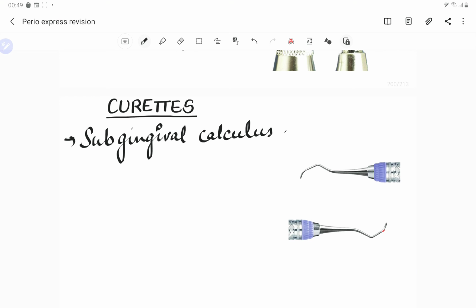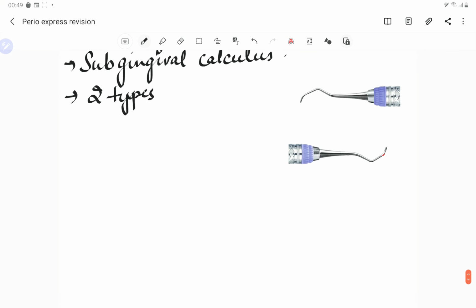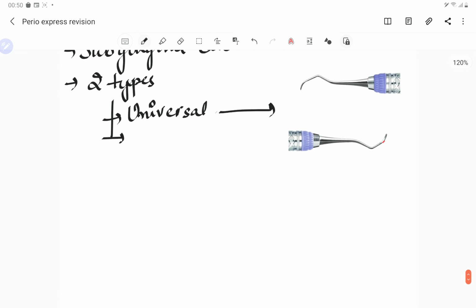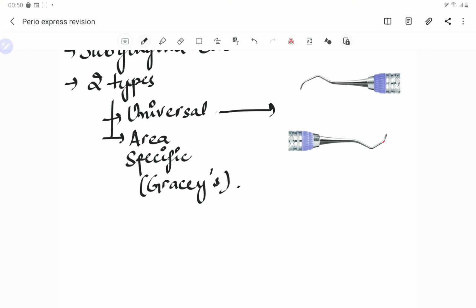So there are two kinds of curettes, guys. One is the universal one, which is shown in the diagram over here. This one is the universal scaler. Another one is the area specific. That means we have specific scalers for specific areas of a tooth surface, which we call the Graceys curette. So the Graceys curettes are area specific curettes.